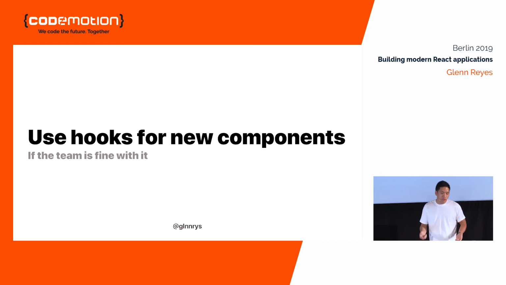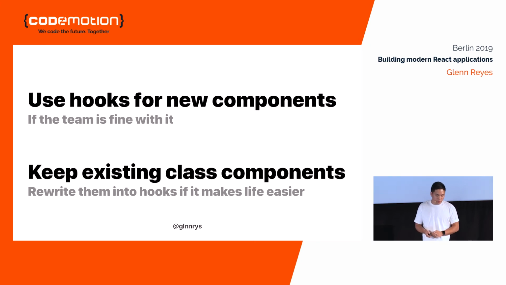So use hooks for new components if the team is fine with it, and see if it helps. And don't rewrite your entire app, and keep existing class components as they are, and rewrite them only if it makes sense. So there is no need to refactor your entire React application into React hooks. So keeping classes around, there are still good use cases to still use them. So only apply React hooks, or only try them out if you're going to build new components and see if it helps.